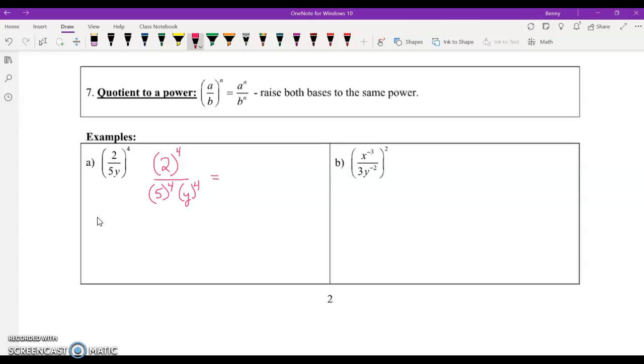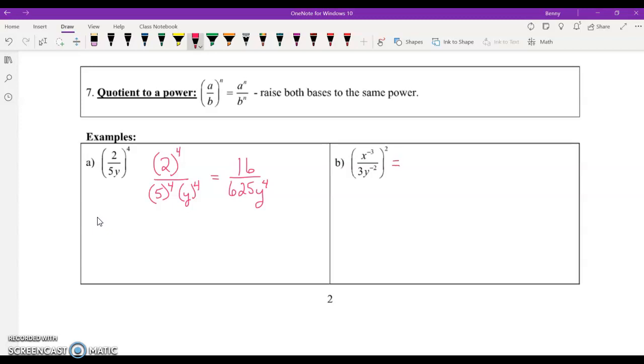Now when I go ahead and simplify that, that would give me a 16 in the numerator. 5 times 5 times 5 times 5 is going to be the same thing as 25 times 25, or 625. And the y to the 4th, I just need to drop the parentheses again because it's going to be y to the 4th, just like in the previous problem.